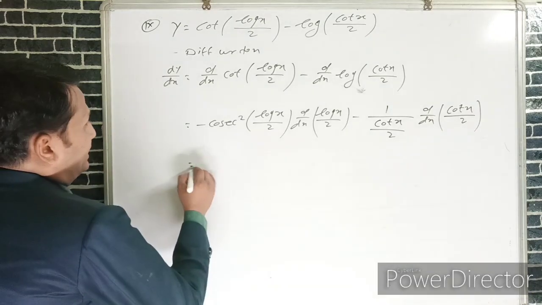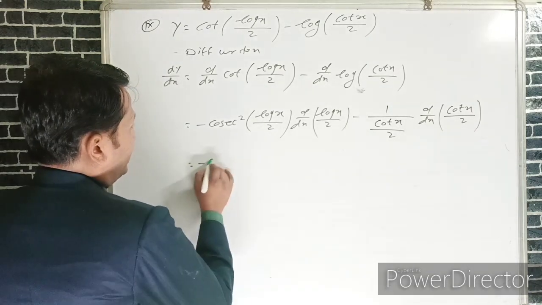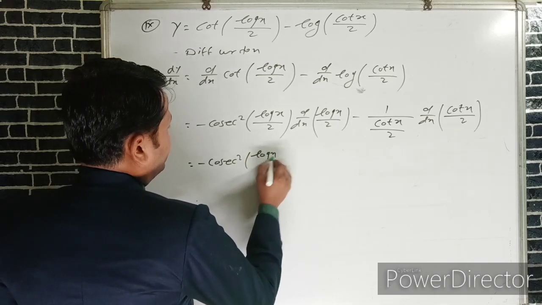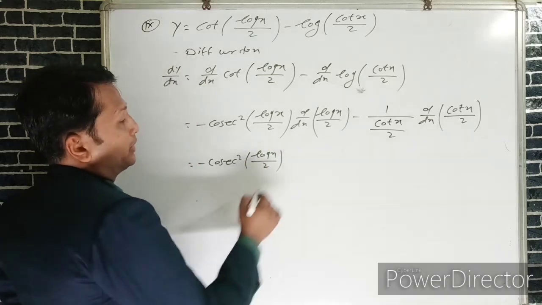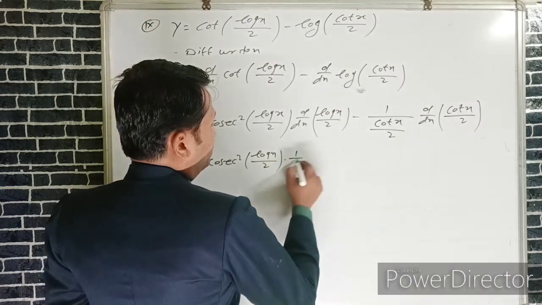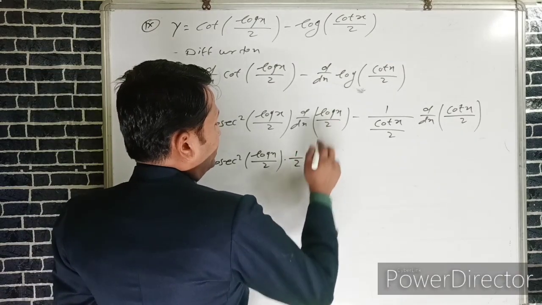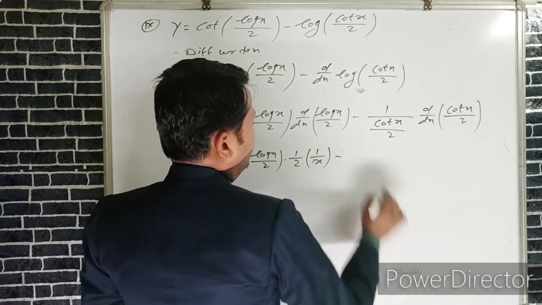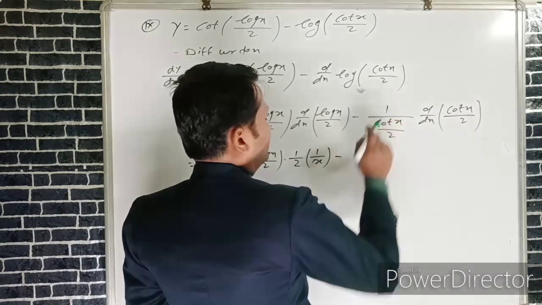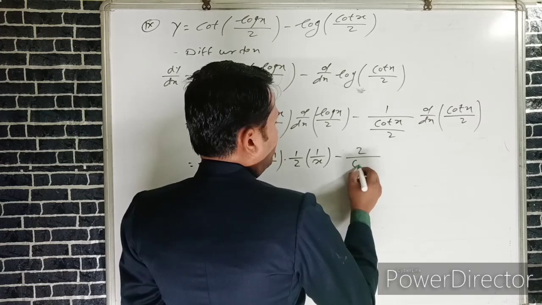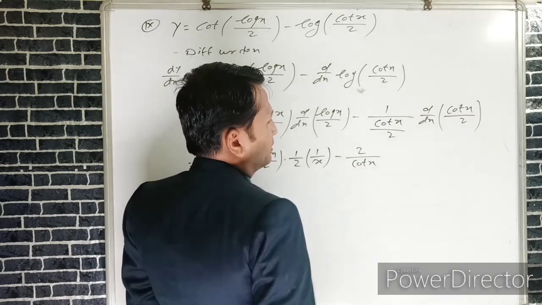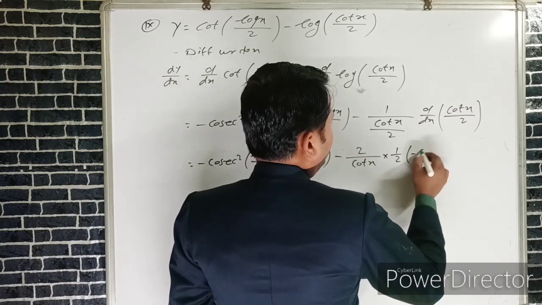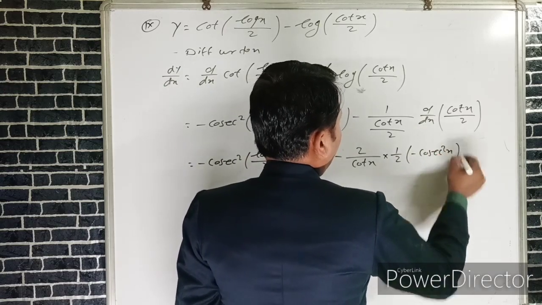We can write this as minus cosec x square log of x upon 2 into 1 by 2, which is constant, into the derivative of log x, which is 1 upon x, minus, we can write this 2 in the numerator upon cot x. 1 by 2 is a constant, and the derivative of cot x is minus cosec x square x.